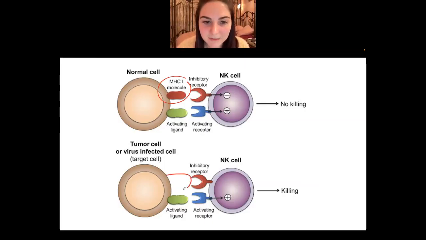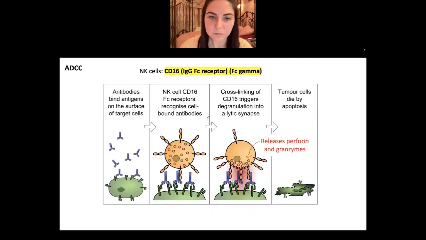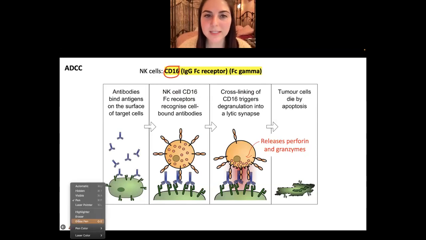So in the absence of this MHC class 1 molecule, now there's only an activating ligand. Now we get activation and we get killing. That's what cancer cells or virus-infected cells try to do. They try to downregulate MHC class 1, and NK cells swoop in and kill them because of that. So with ADCC, there's a particular receptor on the NK cell. It's called CD16. I don't know if this is a need to know. I feel like this is a very specific question.